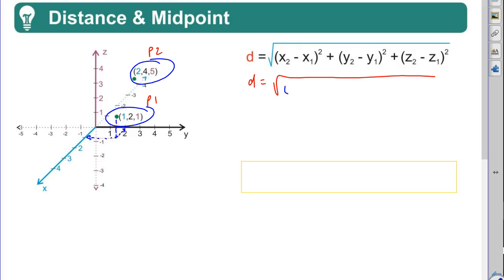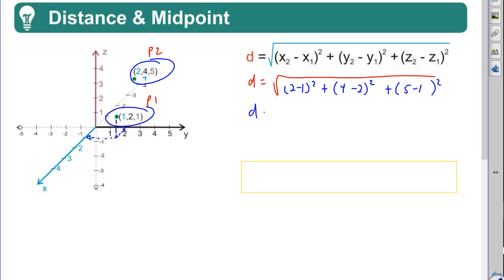So the x-coordinate of point 2 is a 2, minus the x-coordinate of point 1, which is a 1, that quantity squared. The y-coordinate of point 2 is a 4, minus the y-coordinate of point 1, which is a 2. And again, no matter which one you call point 1 and point 2, it'll work out. It'll just be negative or positive, but you're squaring it. And then we have a 5 minus 1 quantity squared.